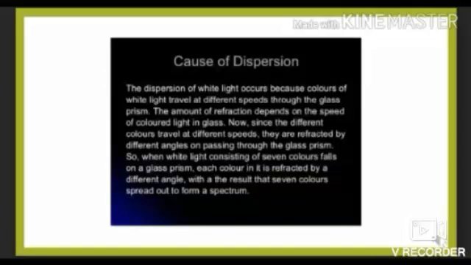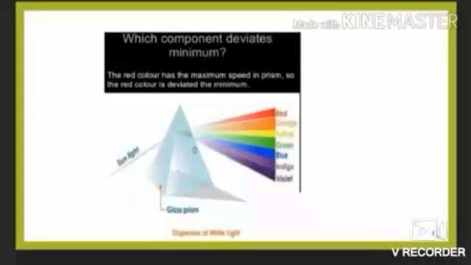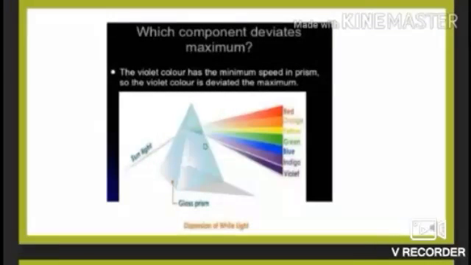It means dispersion of light is the splitting up of white light into 7 colors on passing through a transparent device like a glass prism. The dispersion of white light occurs because the different constituent colors of white light propagate at different speeds through the glass prism. Which component deviates minimum? The red color has the maximum speed in the prism, so the red color deviates the minimum. The ray of violet color bends the maximum. This results in white light getting split into its 7 constituent colors from red to violet.